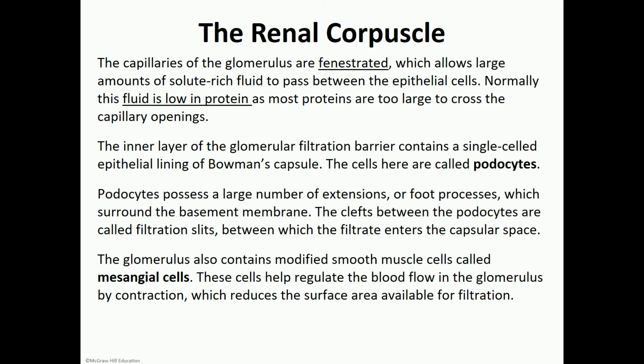Now for more details about the renal corpuscle: the capillaries that are found in the glomerulus are fenestrated, meaning that they have windows, and those gaps are actually bigger in the glomerulus than in any other capillaries in the body. They allow fluid to pass through by filtration.